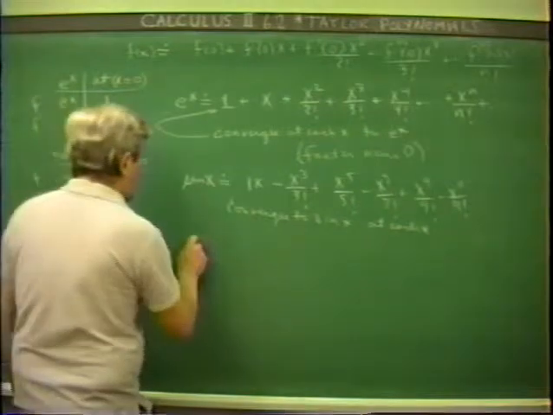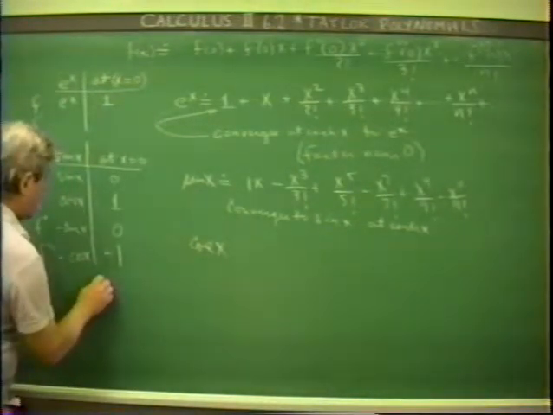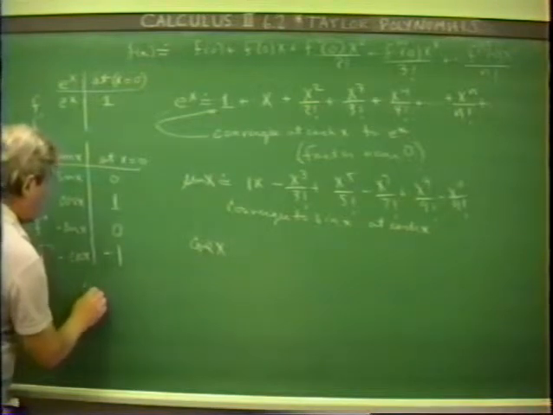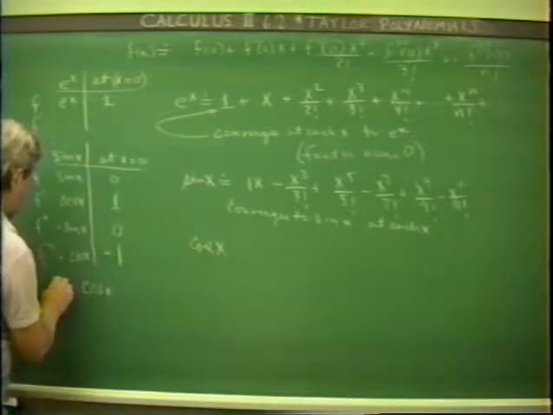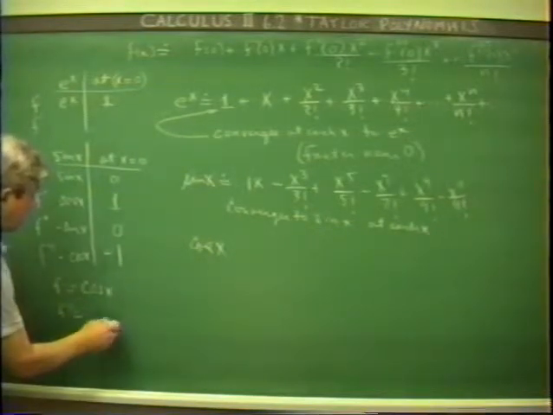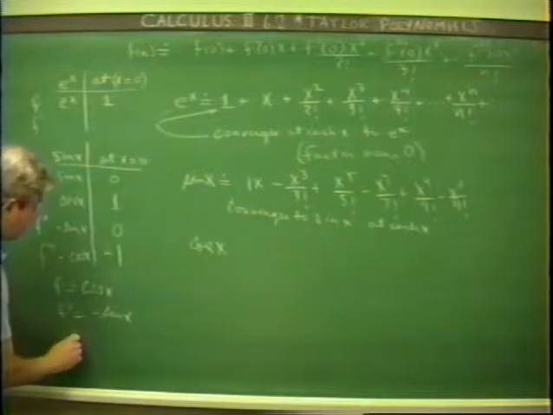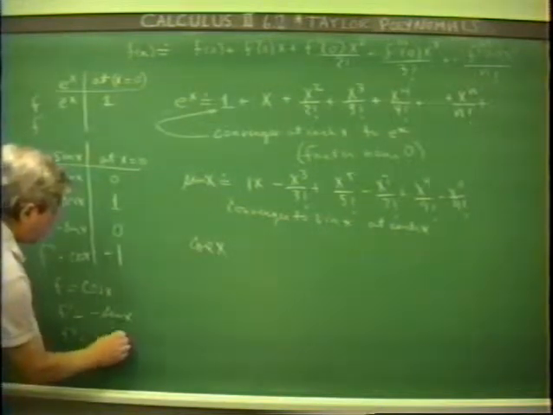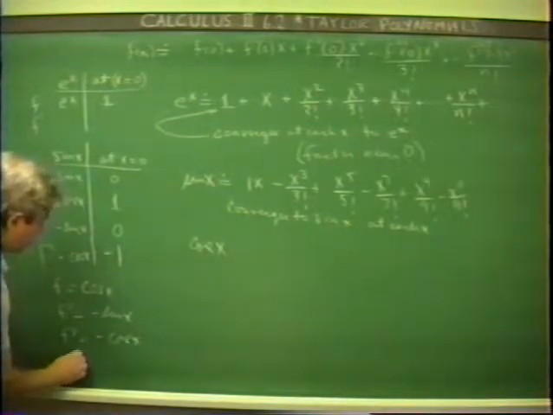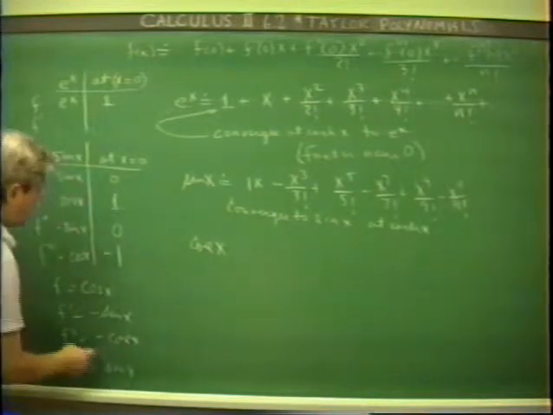Okay, cosine x. A function is cosine x. The derivative is minus the sine. The second derivative is minus the cosine. The third derivative is the sine.